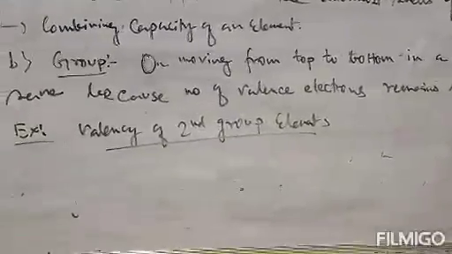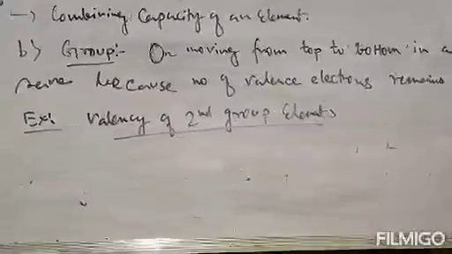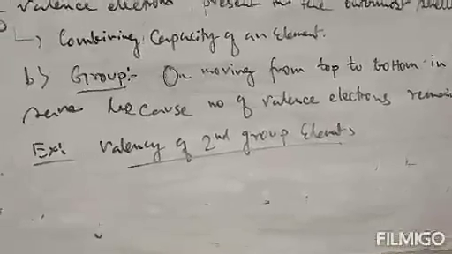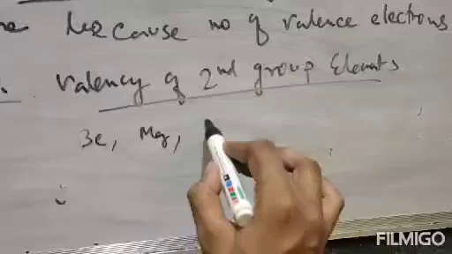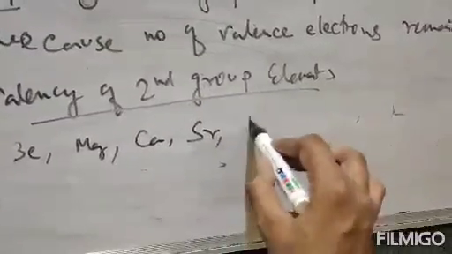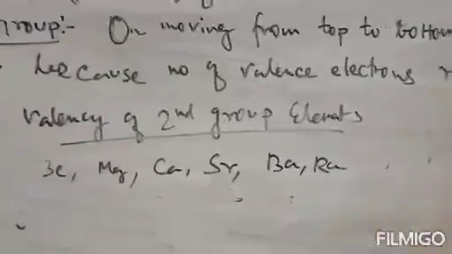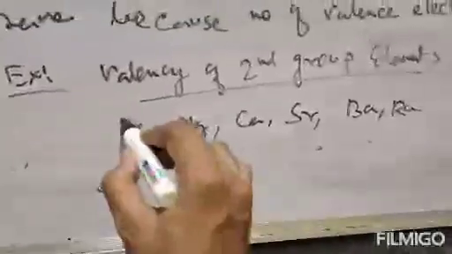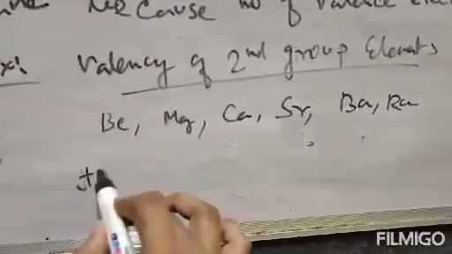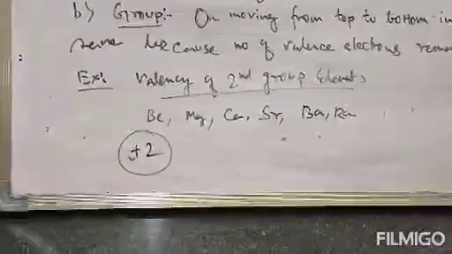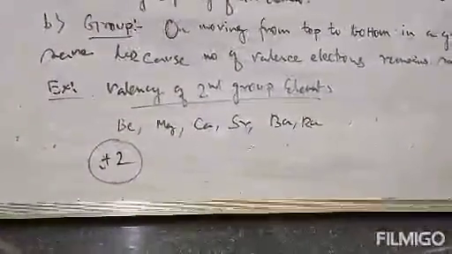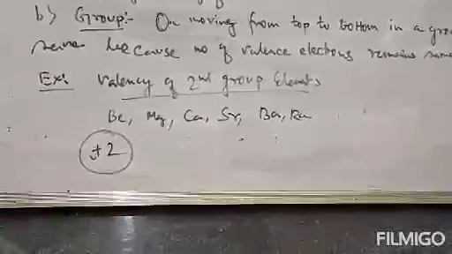So this is the example of the valency of second group elements. In the second group, the elements found are beryllium, magnesium, calcium, strontium, barium and radium. All these elements have the same valency, that is +2, because valency does not change if we move from top to bottom in a group, because the number of valence electrons remains the same.